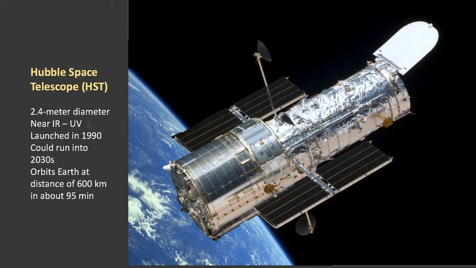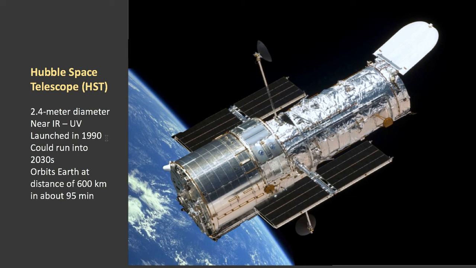And its function is to look at light in the near infrared to UV. So basically it covers the visible spectrum and then a little bit on each side. And it was launched in 1990 and it could run into the 2030s. It's still active and collecting data. And most of the really good pictures you've seen of planets are probably taken by the Hubble Space Telescope.